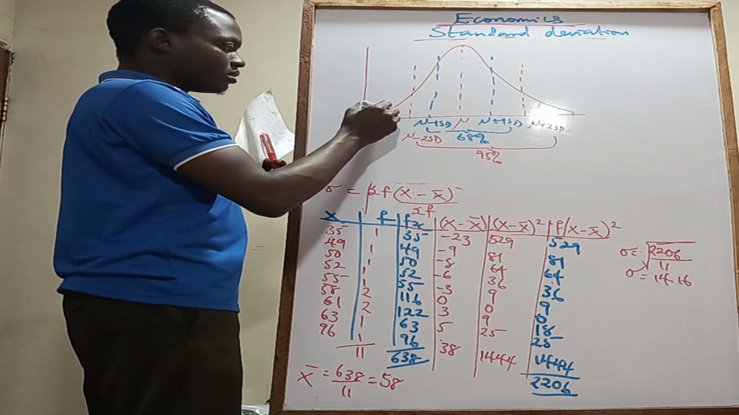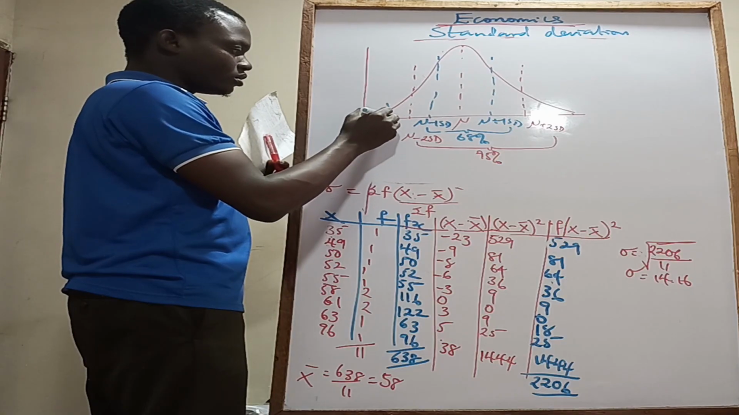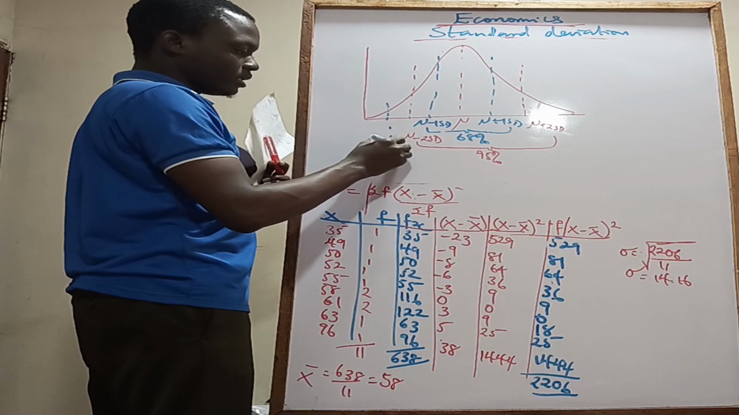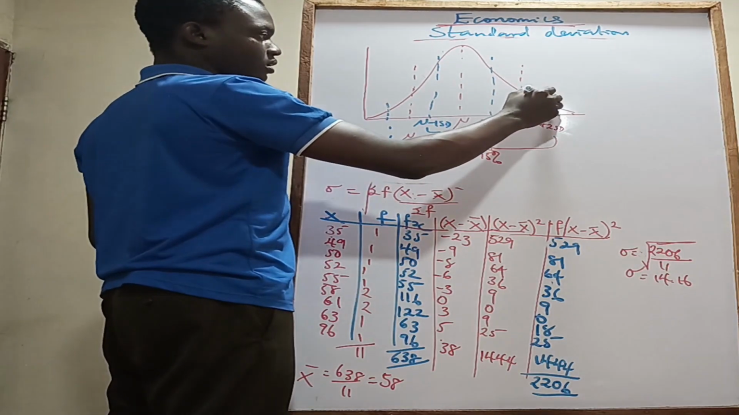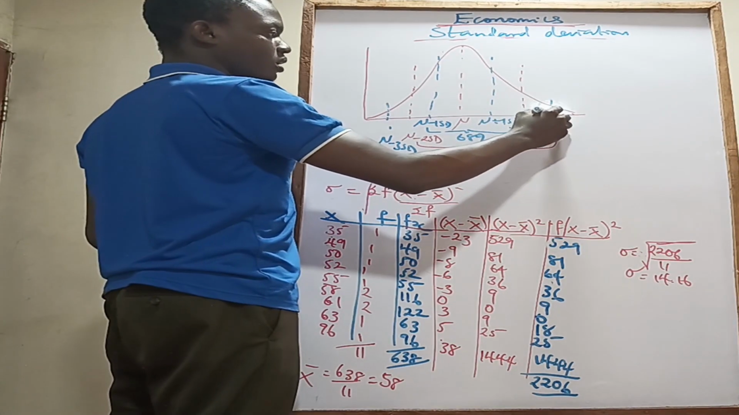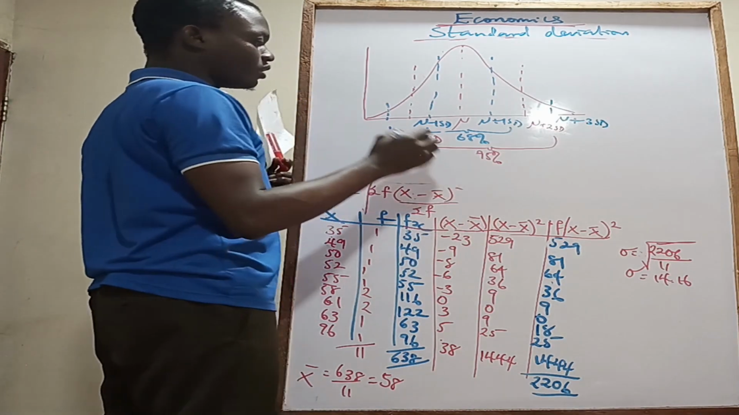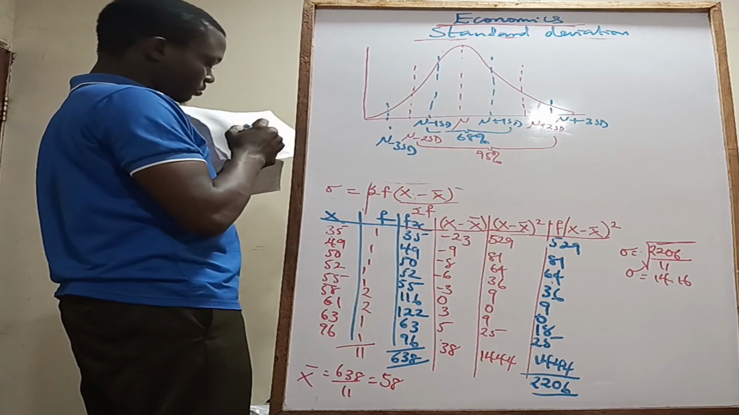So you may now have this one when you come to the tail. Here you have u minus 3 SD, and then here, at this tail, I'm having u plus 3 standard deviations. So for that one, right?